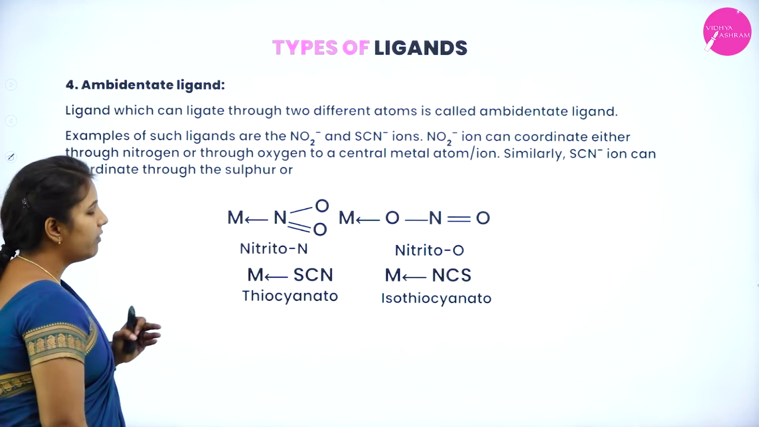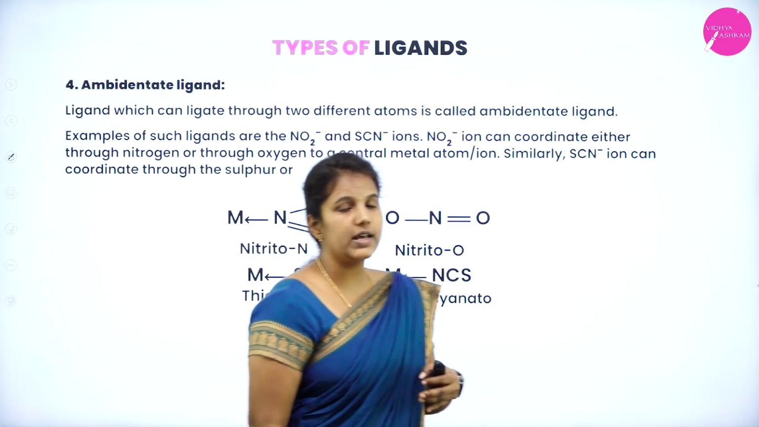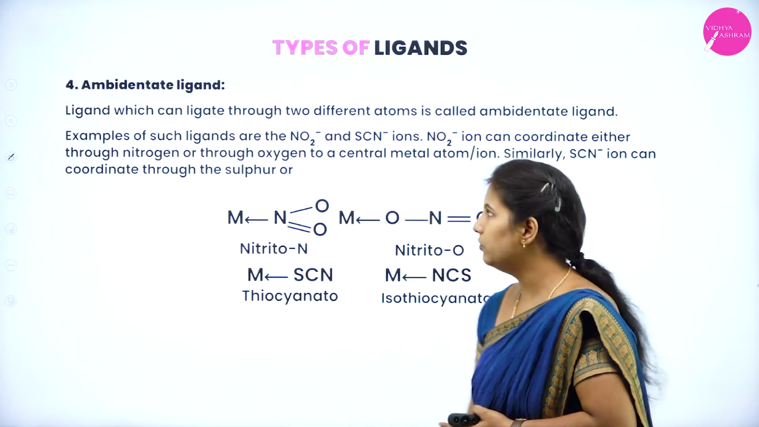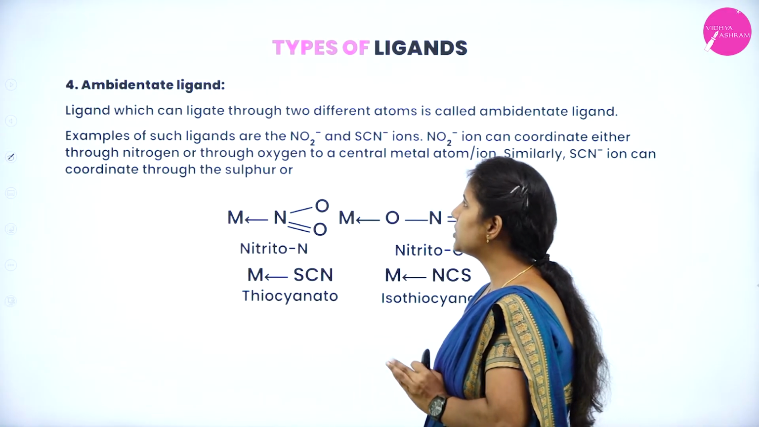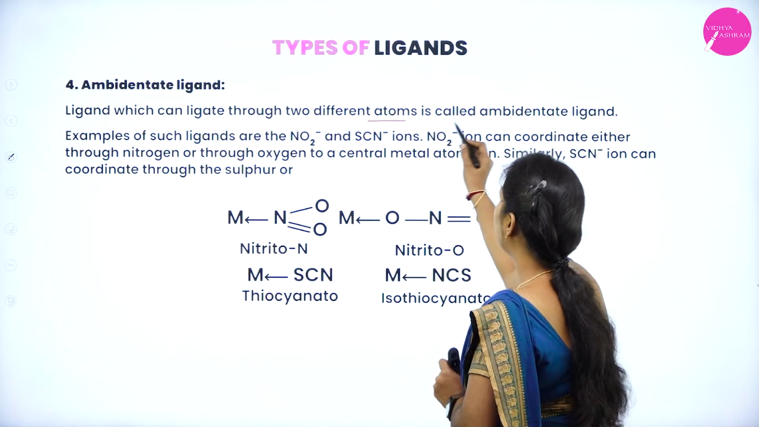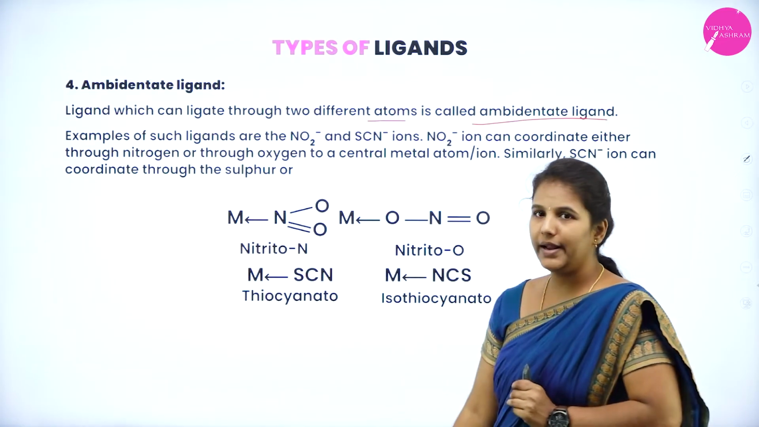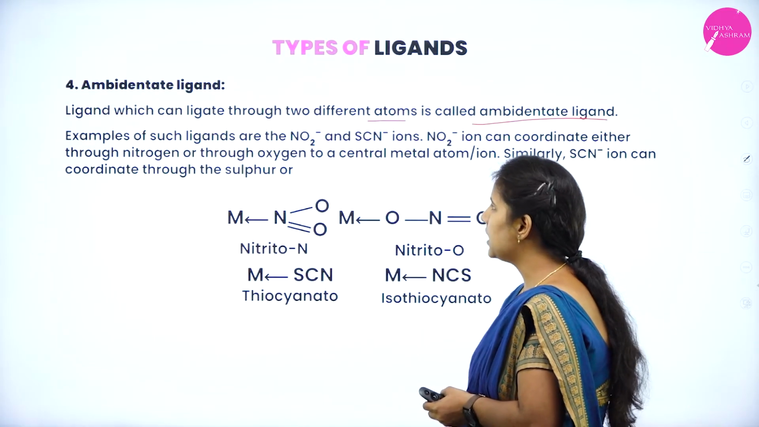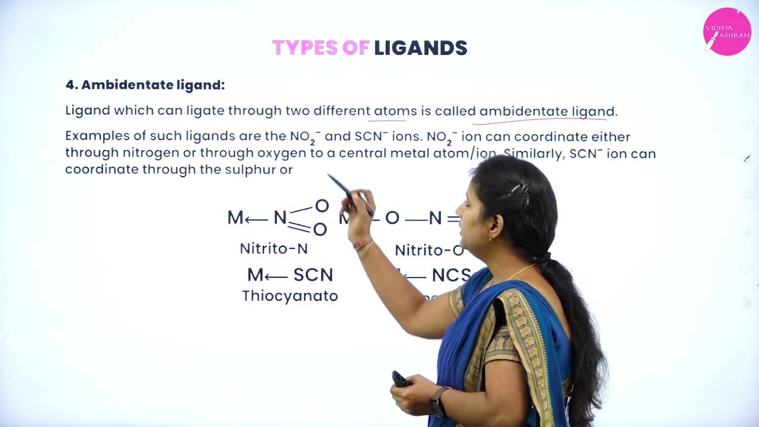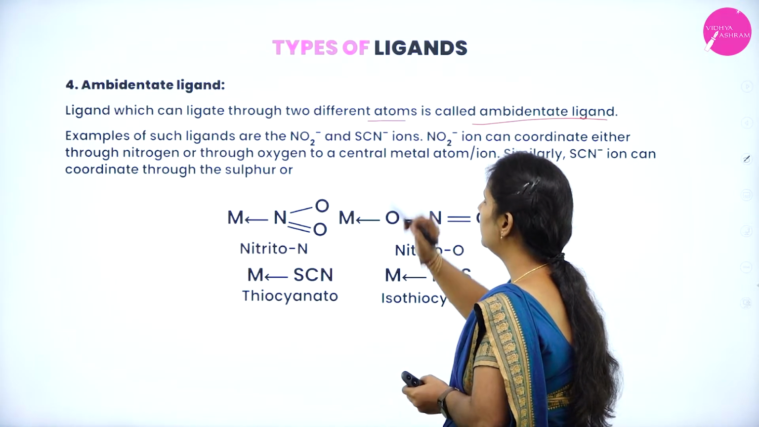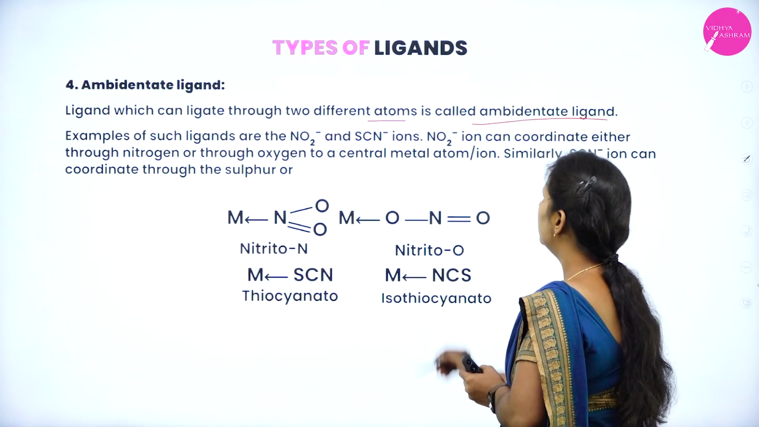Next, we will have one more ligand known as the ambidentate ligand. What does it mean? A ligand which ligates through 2 different atoms is known as an ambidentate ligand. Examples are nitrogen dioxide and SCN ion.